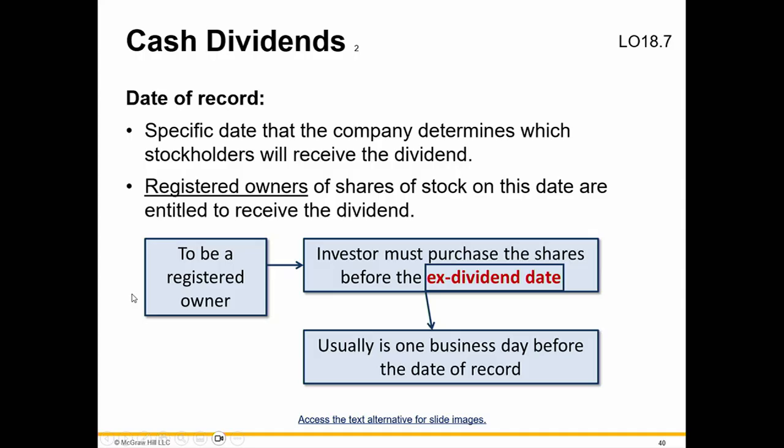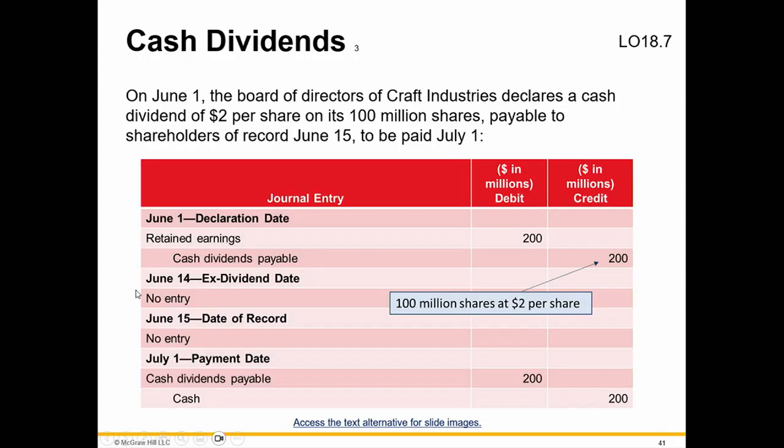So on the date that the dividend is being paid, you can see up there very simply, you're going to debit retained earnings. Well, let me read the example, I guess. On June 1st, the board of directors declares a cash dividend of $2 per share on its 100 million shares, payable to shareholders of record on June 15th, to be paid on July 1st. So we've got 4 dates.